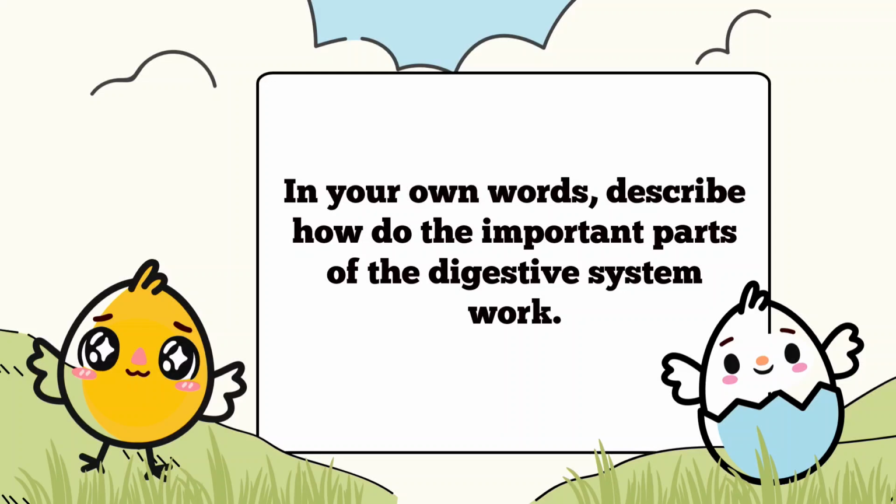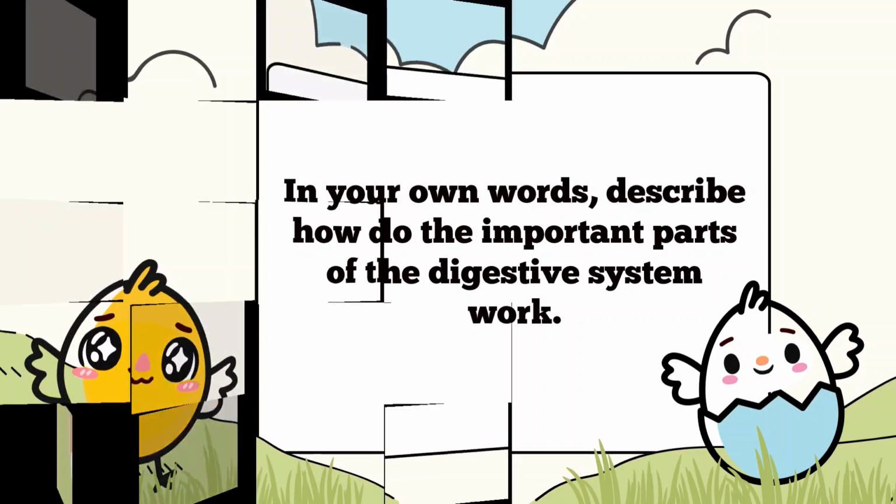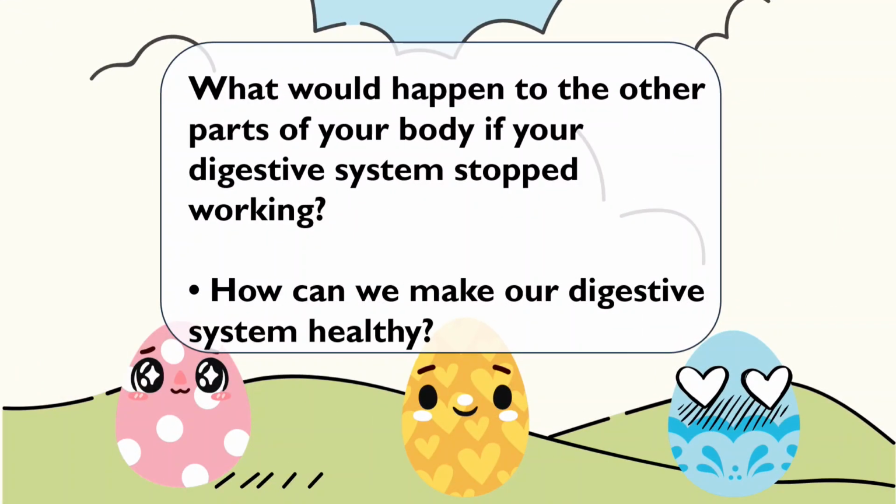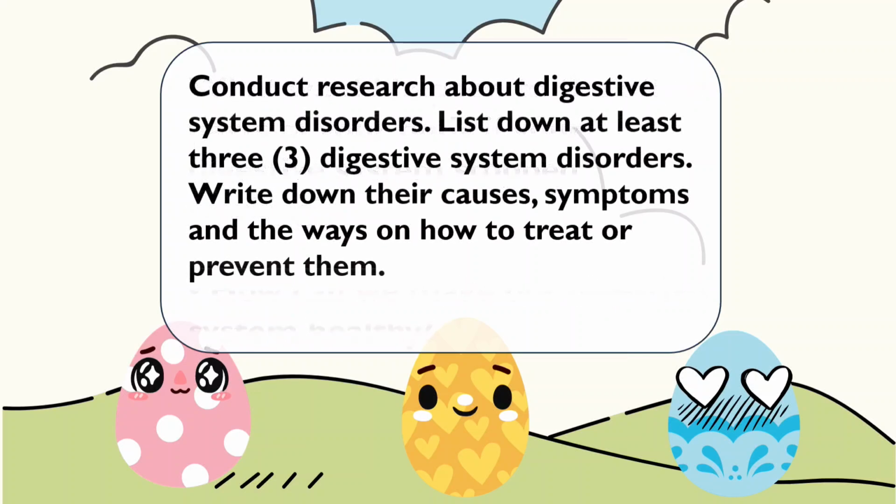In your own words, describe how the important parts of the digestive system work. Now, answer the following questions. Conduct research about digestive system disorders. List down at least 3 digestive system disorders. Write down their causes, symptoms, and the ways on how to treat or prevent them.